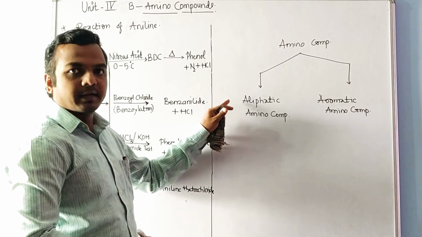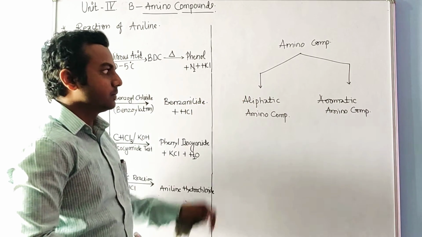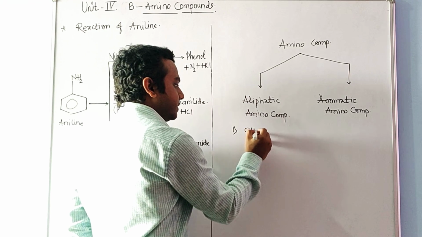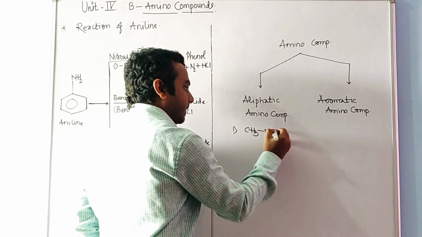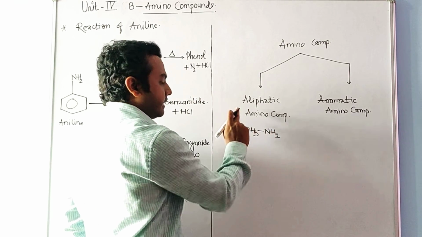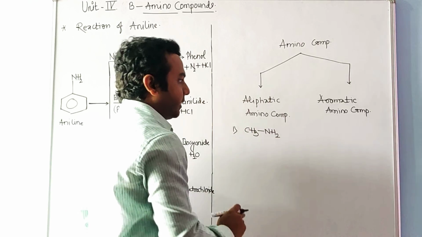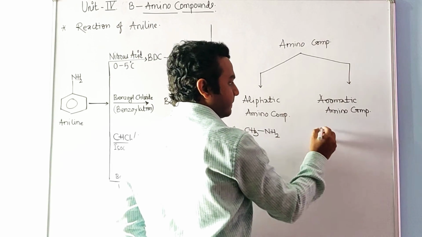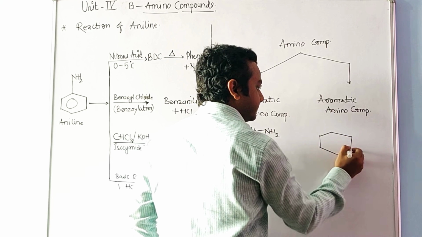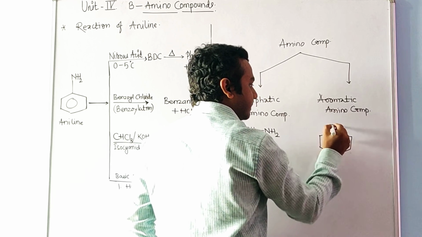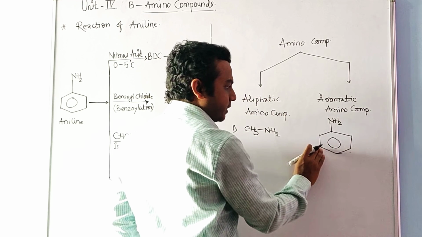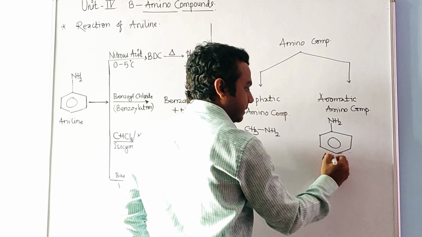Now, we will write one example of each amino compound. Aliphatic amino compounds, for example CH3NH2, that is methylamine. Methylamine is an example of aliphatic amino compounds, whereas aniline has a benzene ring directly attached to the NH2 group. It is your aniline.